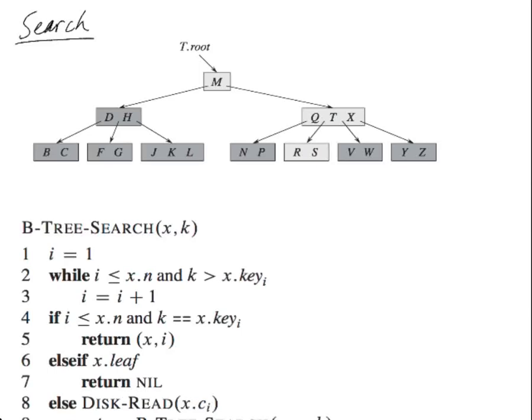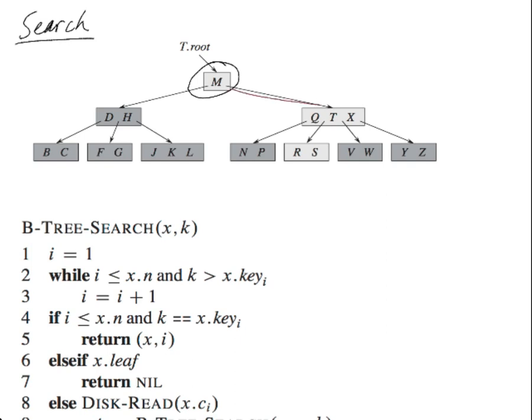We'll first talk about searching in B-trees, and then we'll talk about insertion. Let's suppose we have the tree given here, and I want to search for R. I start at the root, as you would expect, and I see that R is greater than M, and so I'm going to go down this branch here.